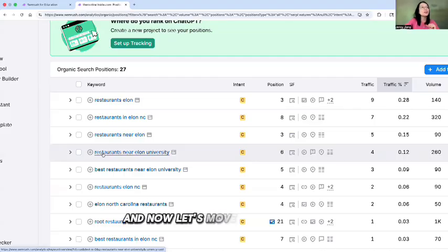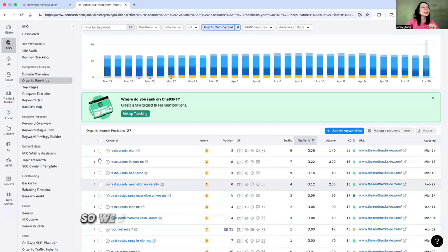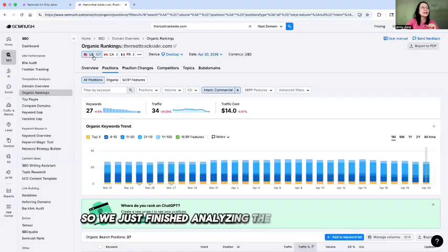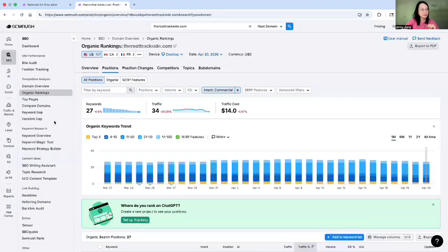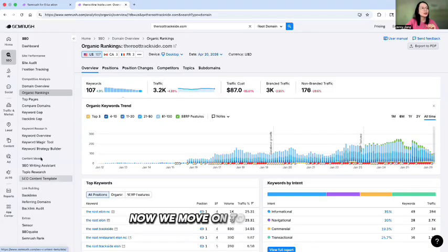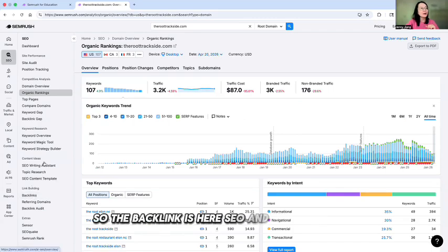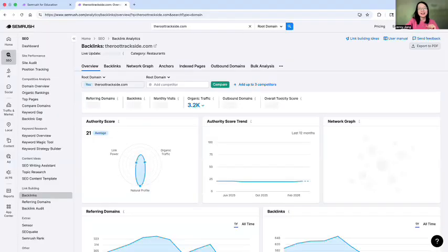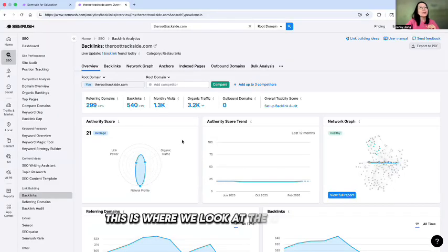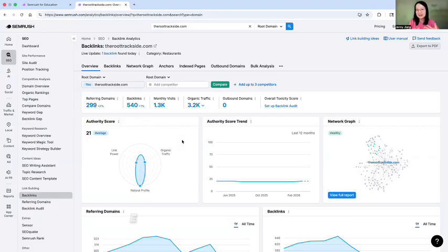And now let's move on to backlink. So we just finished analyzing the organic ranking. Now we move on to the backlink. So the backlinks here, SEO and then backlinks. This is where we look at the off-page SEO. The off-page SEO means signals that come from outside the website, especially links from other sites.